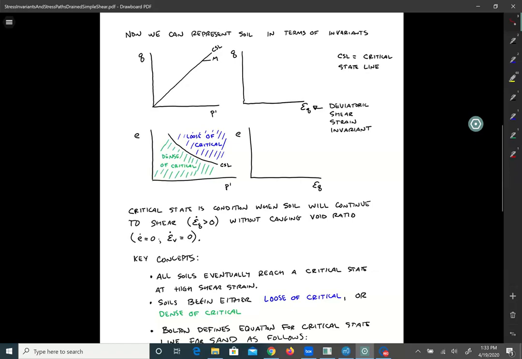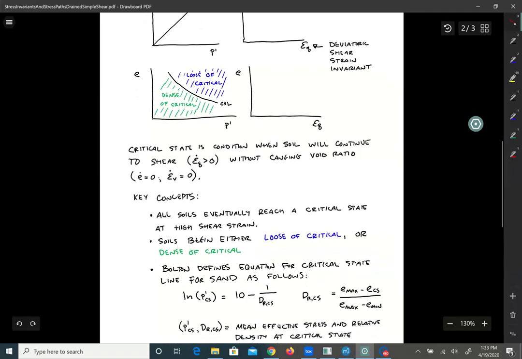Before getting to the critical state, it will go through some kind of volume change, right? So it's going to get there eventually, but it takes a lot of shear strain to get there. All right, so here's the key concepts. All soils eventually reach a critical state at high shear strain. So you have to go through really big strains to get there. Some people have shown that the deviatoric shear strain invariant might have to reach like 100% to get there. Sometimes even at 10%, which is kind of the maximum we can do in laboratory tests, it hasn't gotten there yet. So that can be a tricky thing, but eventually it does get there.